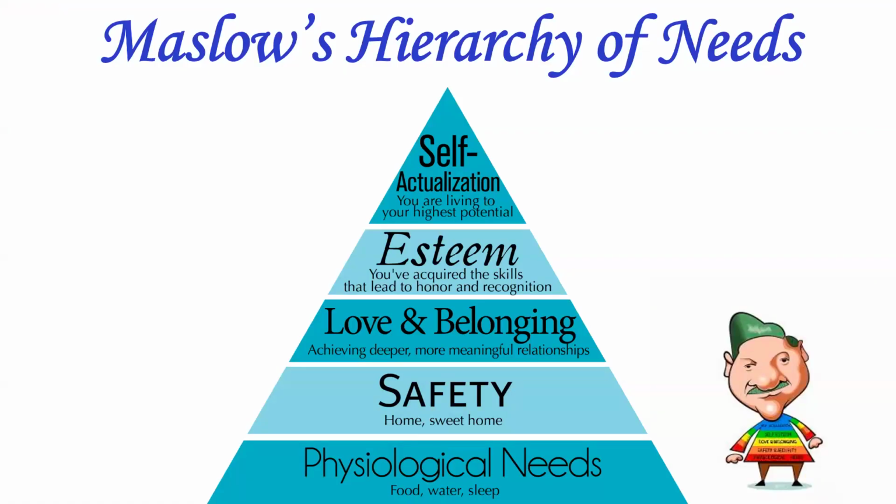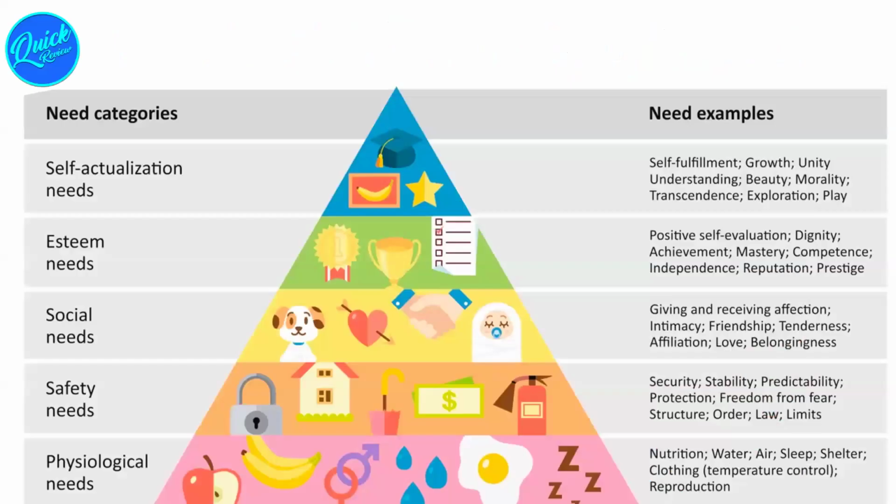Now, a very easy peasy theory, that is Maslow's hierarchy of needs. Here, in Maslow's hierarchy, we have five basic needs. The first one is the physiological need. Then we have safety, social, esteem, then self-actualization needs.